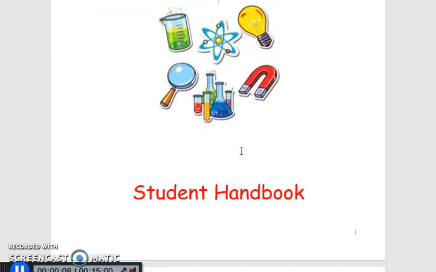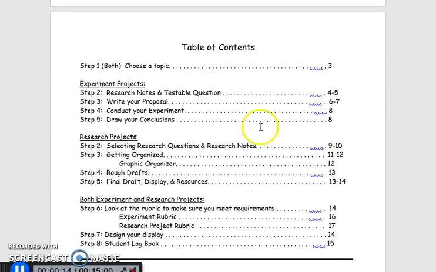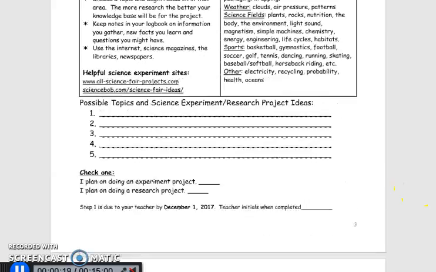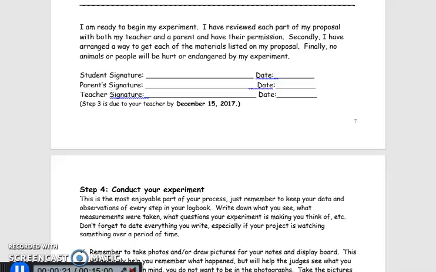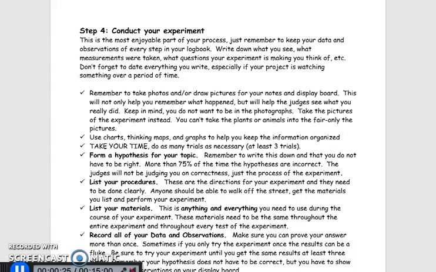In this video, we'll be continuing to look at experiments, specifically step 4 and step 5, conducting your experiment and drawing your conclusions. You've already done your proposal at this point. You know what your plan is, what you're going to do. Now you're ready for the best part, conducting your experiment.